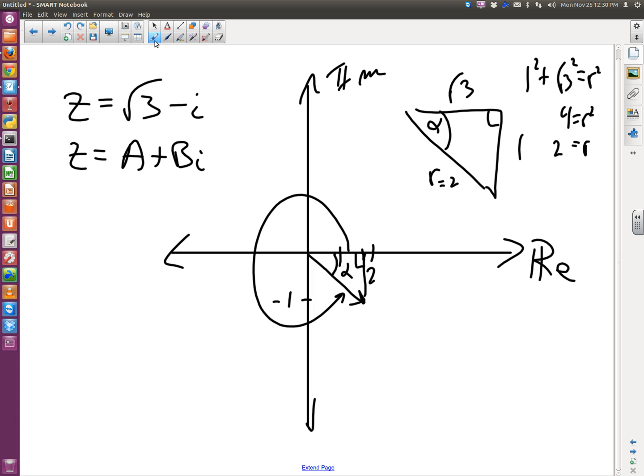SOHCAHTOA, right? So the sine of alpha is the opposite over the hypotenuse, 1/2. The cosine of alpha is the adjacent over the hypotenuse, rad 3 over 2. The tangent of alpha is 1 over rad 3. If you rationalize that, it's rad 3 over 3. Do you know any angle whose sine is 1/2? 30 degrees. Alpha is 30 degrees. So what's this big angle here? 330 degrees.